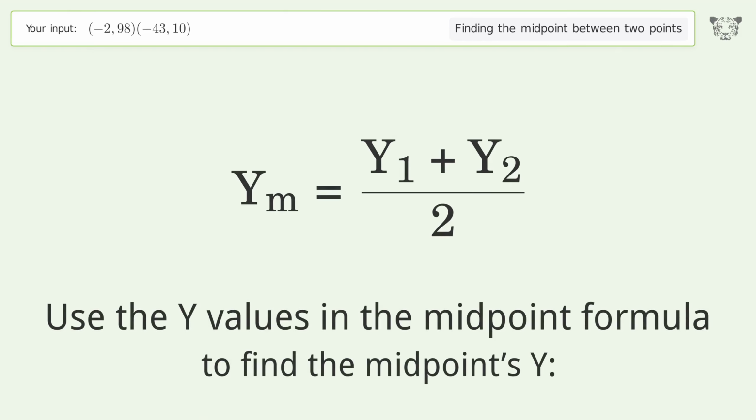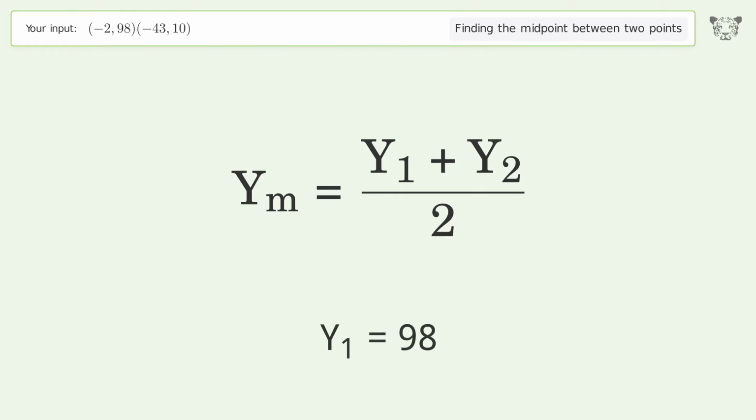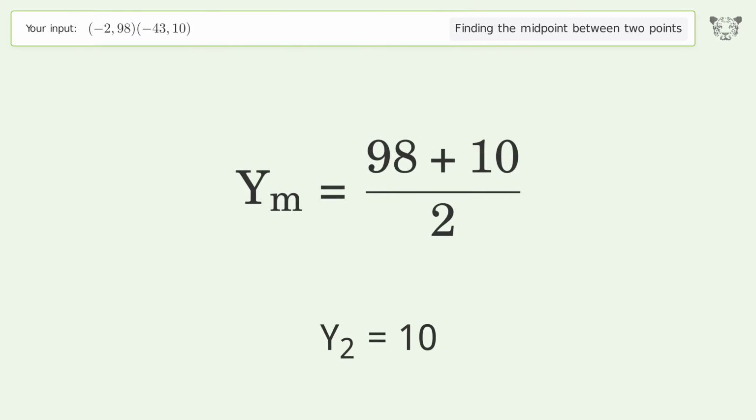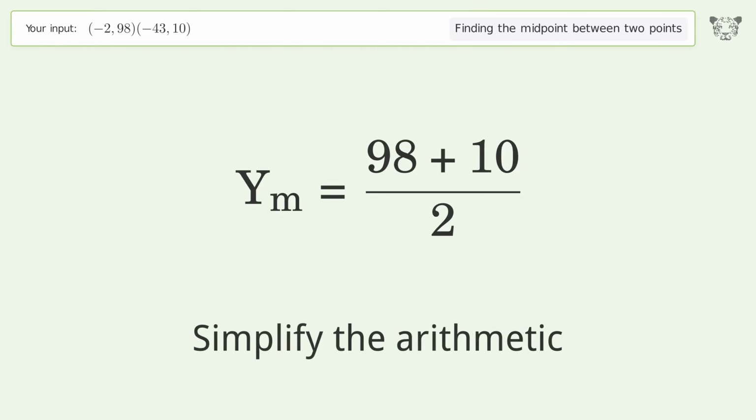Use the y values in the midpoint formula to find the midpoint's y. y1 equals 98. y2 equals 10. Simplify the arithmetic.